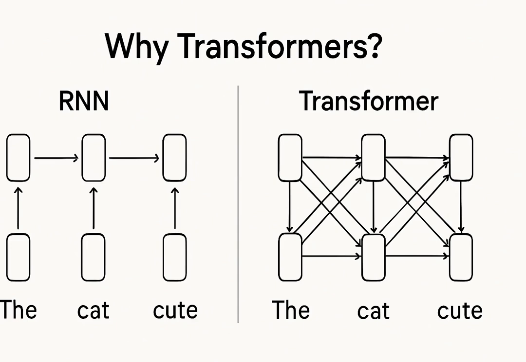So why are transformers so revolutionary? They removed recurrence and convolutions, replacing them with self-attention. This allowed models to process sequences in parallel, capture long-range dependencies, and scale massively.